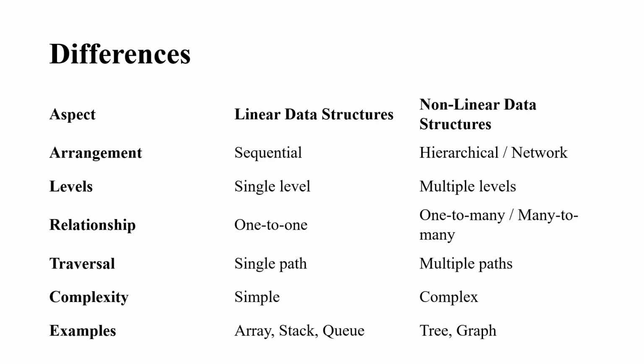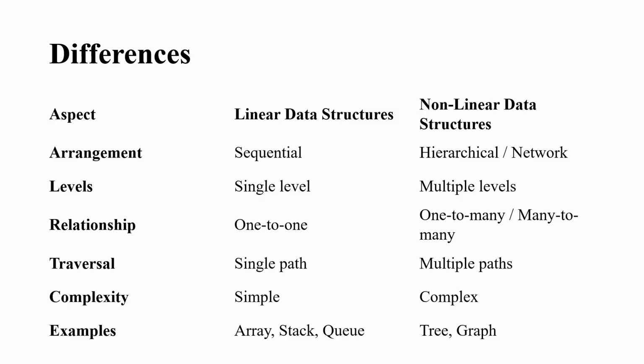Okay, and when it comes to the differences, we will see some differences aspect by aspect. One such aspect is called arrangement. In linear data structures, the elements are arranged in a sequential manner. When it comes to non-linear, the arrangement is not sequential, but the elements are arranged in a hierarchical or network way. Hierarchical is the tree and network is graphs. Basically, you can think like that.